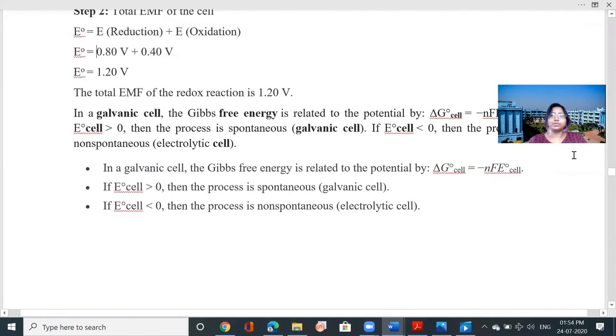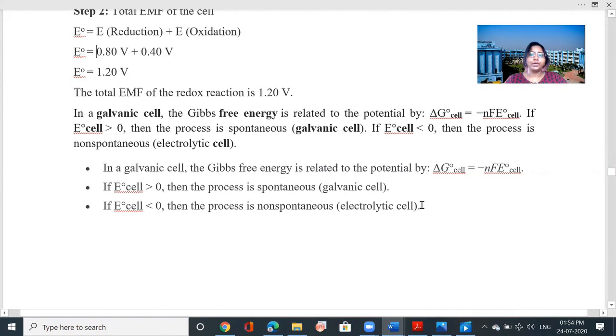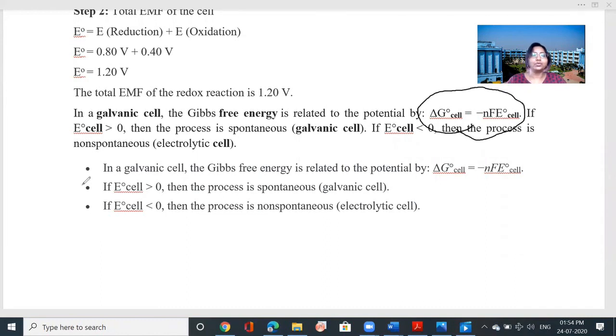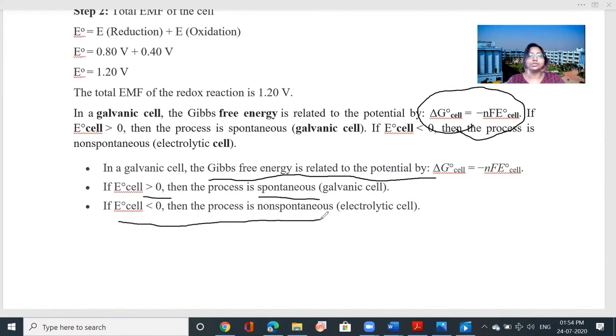Now I will tell about the Gibbs free energy. What you have learned in the thermodynamics part, what is Gibbs free energy. For the cell, the Gibbs free energy for the cell is minus nFE. So if we can calculate EMF, then we can calculate the Gibbs free energy for the cell. Now for a galvanic cell, if the E for the cell is greater than 0, we can say the process is spontaneous. And if E is less than 0, the process is non-spontaneous, that is the electrolytic cell.